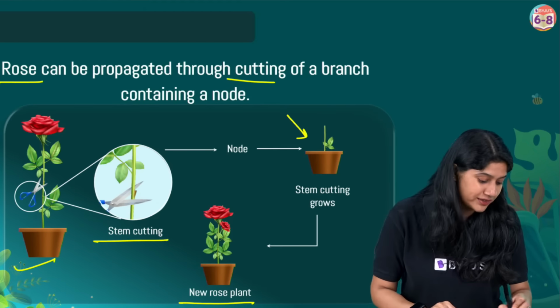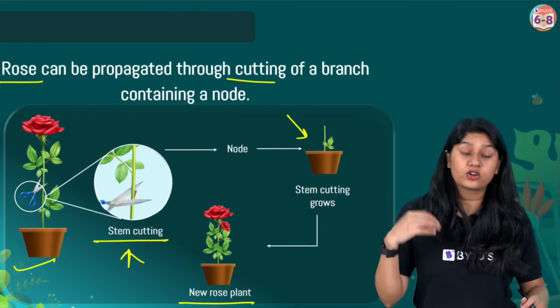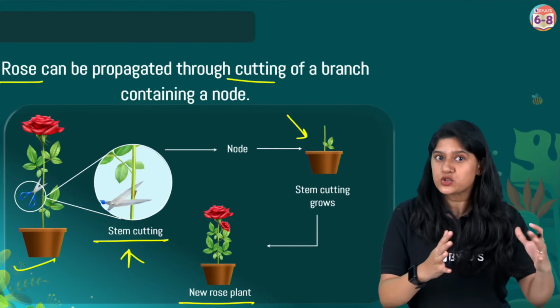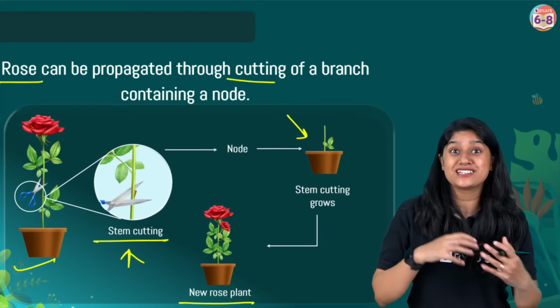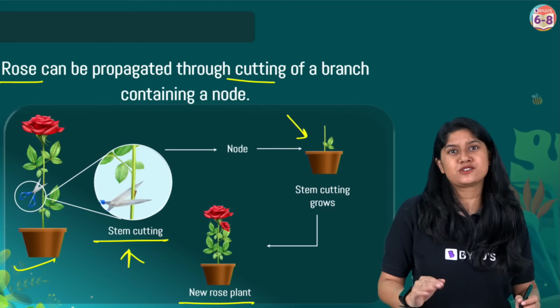Of course we call this technique stem cutting, and it's a very easy technique for all of us to remember, and it is commonly used at our homes and in nurseries. That's how we have different varieties and types, and a good amount of roses. So now we are clear with this also.